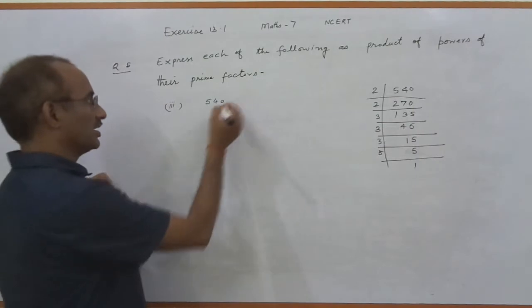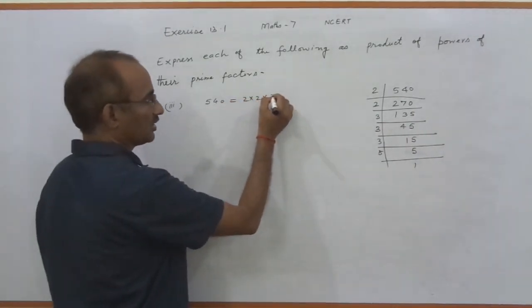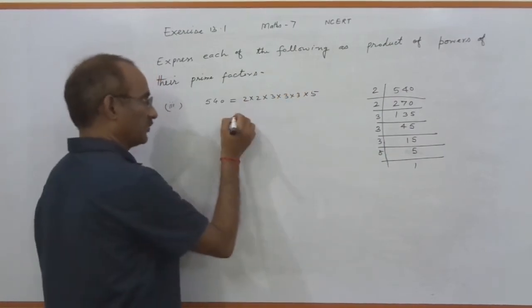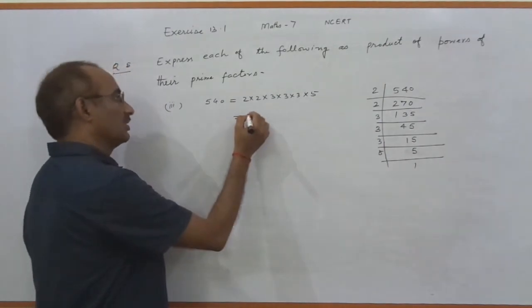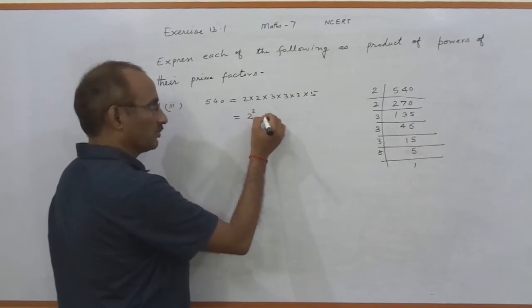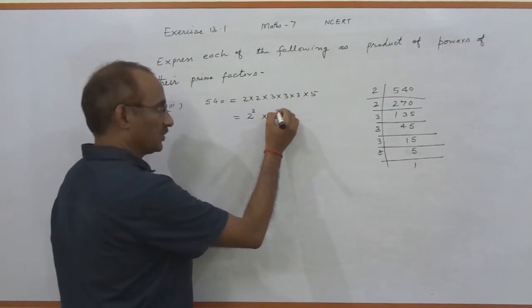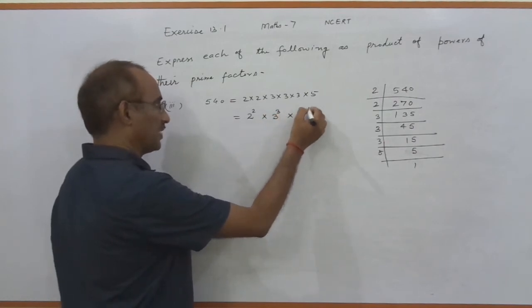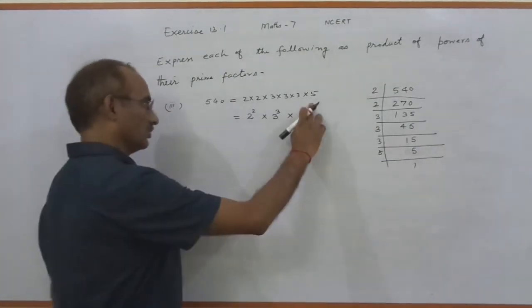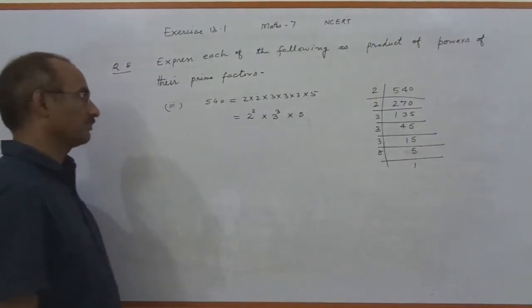So 540 can be written as 2 into 2 into 3 into 3 into 3 and multiplied with 5, and it can be written in exponential form. We get 2 power 2 multiplied with 3 raised to the power of 3 and 5 raised to the power of 1. There is no need to write power 1. So this is our answer: 2 power 2, 3 power 3 and 5.